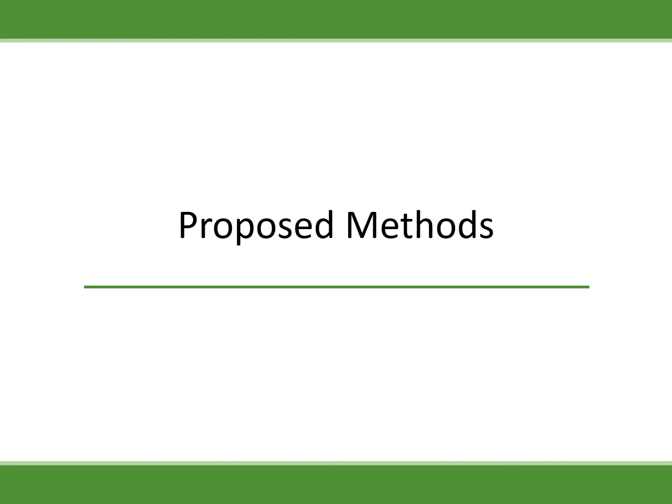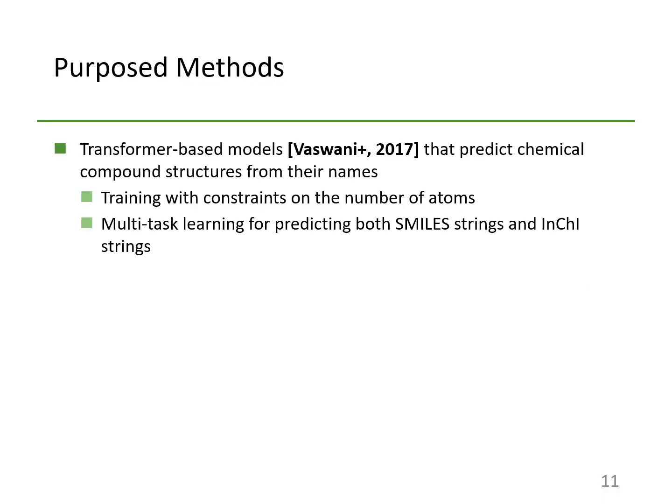Here, I introduce our methods. To improve the low prediction performance for compounds categorized as synonyms, we propose neural network-based models that predict chemical compound structures represented as canonical SMILES strings from chemical compound names. In this work, we use a transformer-based sequence-to-sequence neural network model for machine translation, which achieves state-of-the-art performance in various tasks among the sequence-to-sequence neural network models, such as recurrent neural network-based models.